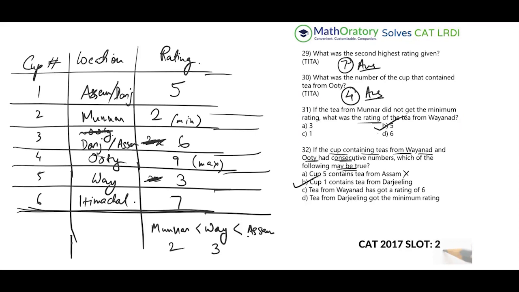Let's check the next ones also. Tea from Wayanad has got a rating of 6. So Wayanad doesn't get a rating of 6, that gets 3. Why not anyhow can't get 6, right? That's the highest of the remaining numbers. So that was wrong. Tea from Darjeeling got the minimum rating. This is absolutely wrong because Wayanad gets 3, so Munnar has to get 2. So minimum cannot be Darjeeling, right? So even this is wrong.